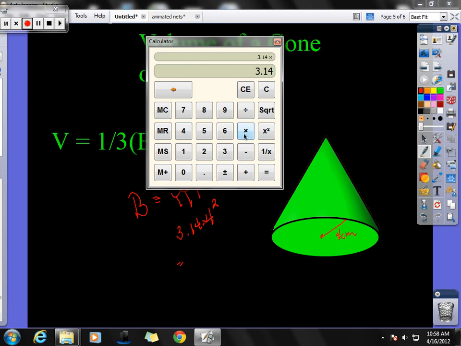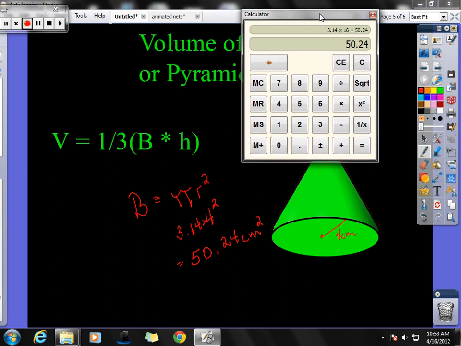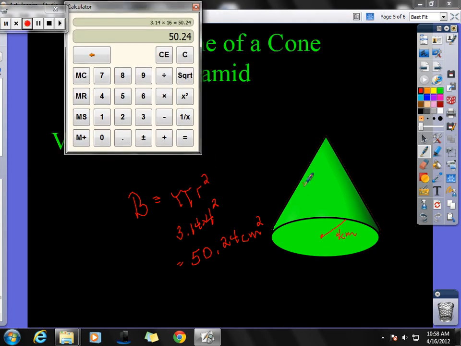3.14 times 4 squared. Now 4 squared is 4 times 4, which is 16. So the area of that circle is about 50.24 centimeters squared. And I always say about because remember we're using 3.14 for pi, and pi is actually an estimate. So now I want to take 3.14 and times it by my height.